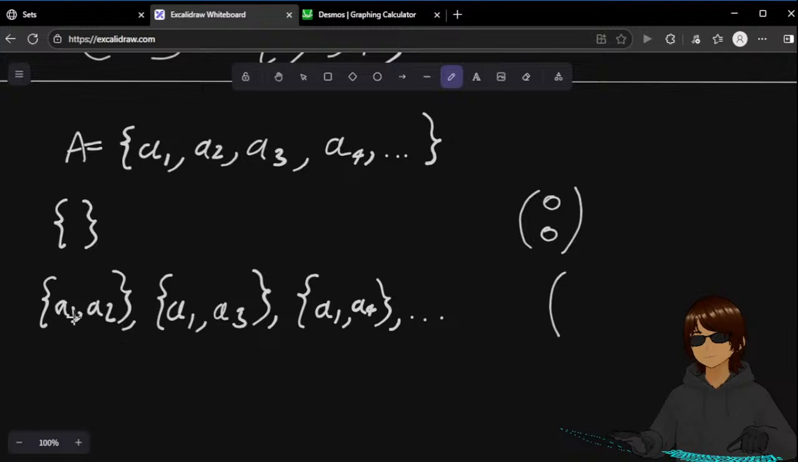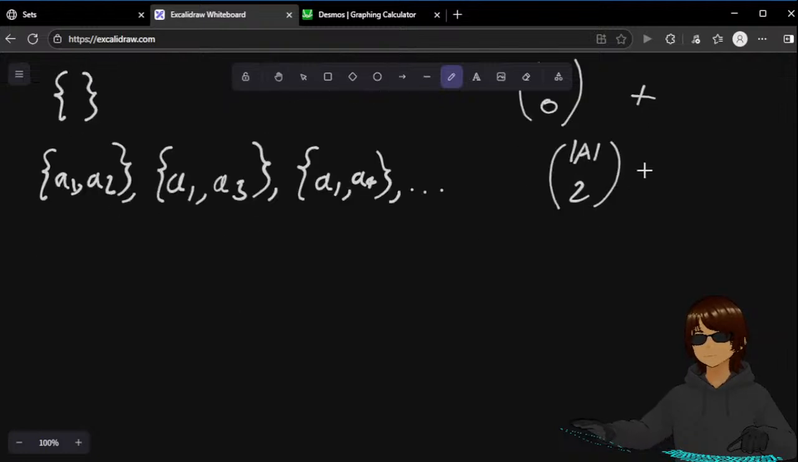This is the cardinality of A choose 1. No, wait. Yeah, I think that's true. Cardinality of A, the number of elements in A, choose 0. There's only one way of doing this. Cardinality of A choose 2. These are the many ways of choosing 2. And then we have choose 3.